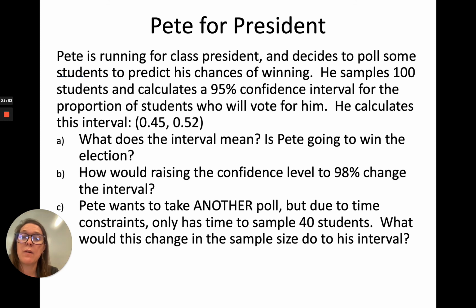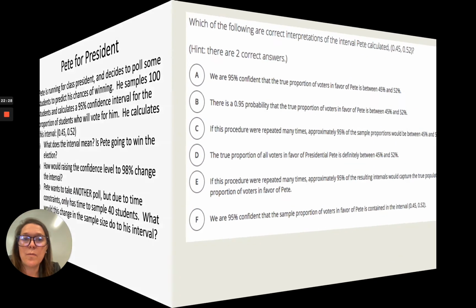For part B, how would raising the confidence level to 98% change this interval? It will widen it by a lot, right? And then for C, Pete wants to take another poll, but due to time constraints, only has time to sample 40 students. What would this change in the sample size? If we reduce the sample size, wouldn't it make our confidence interval larger? It would, right? A larger sample size reduces your variability, which is going to tighten up the confidence interval. Okay, so I think hopefully we are good to go with confidence intervals.